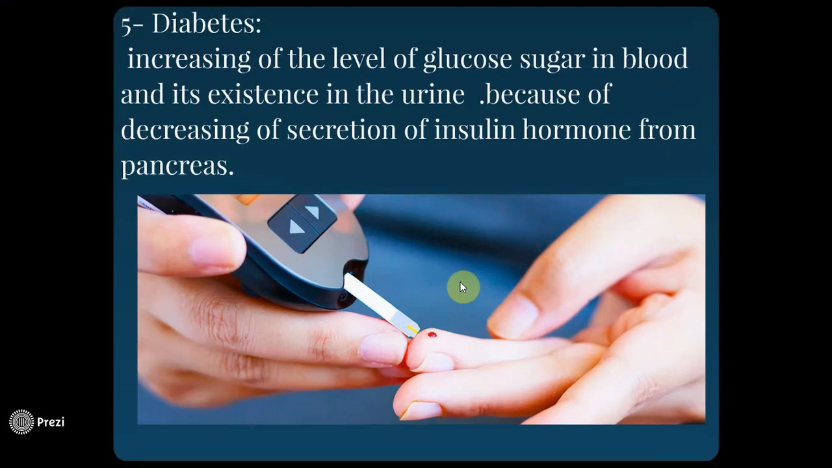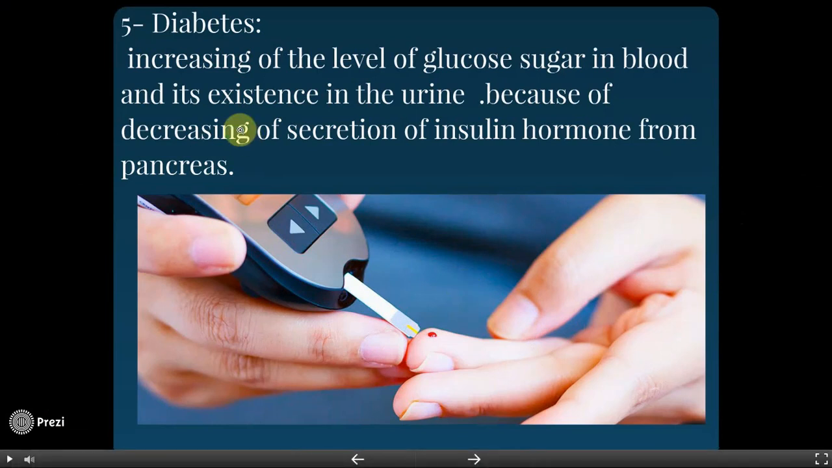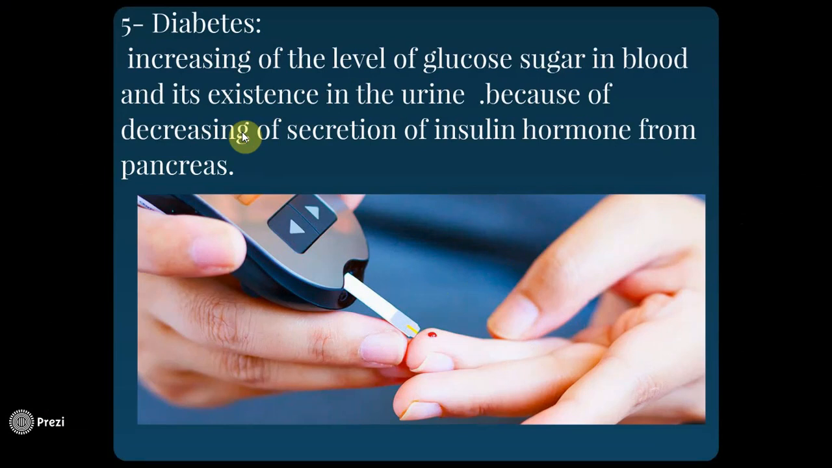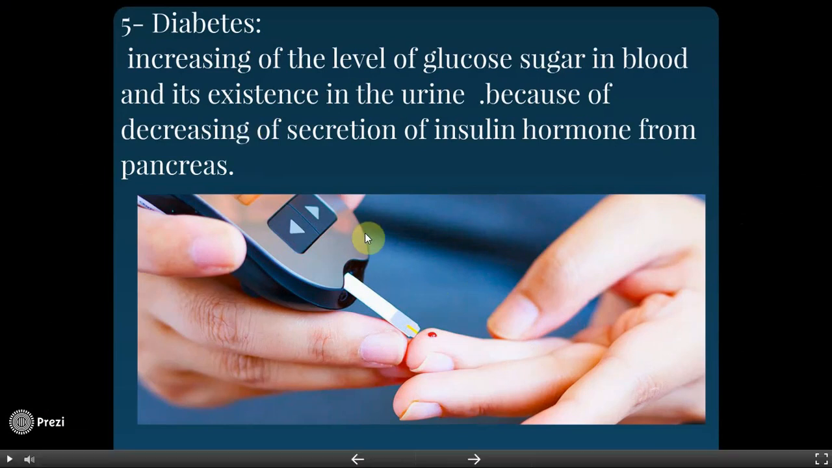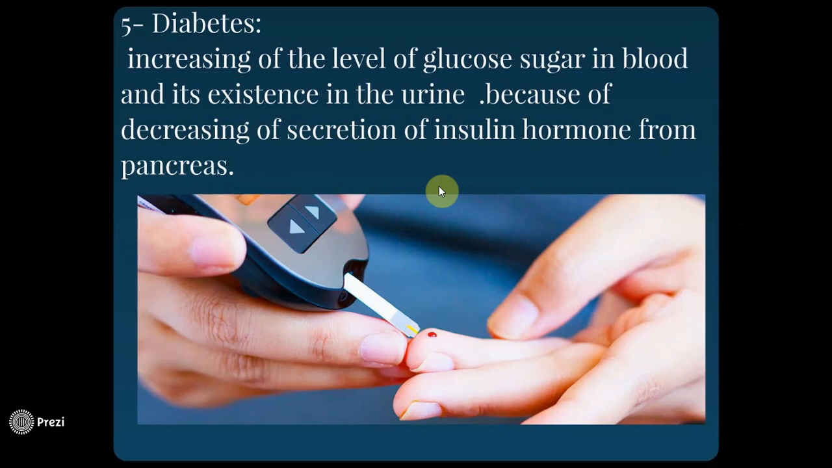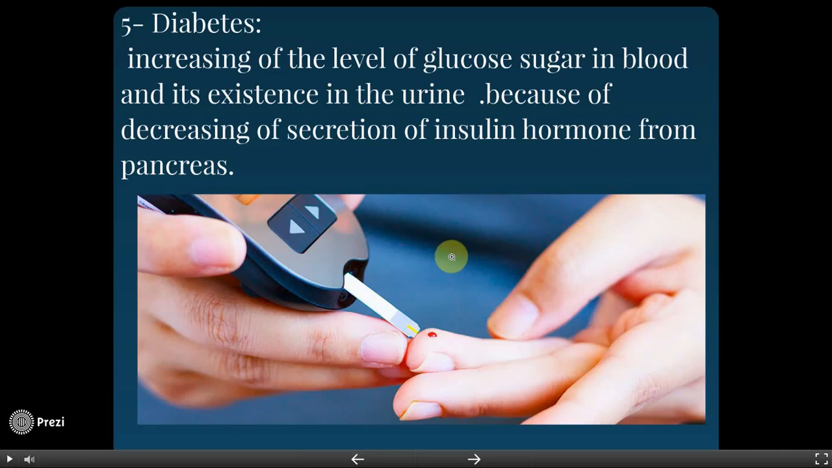Here are the features of the disorder of insulin hormone secretion, which causes a disease called diabetes. It is a disease caused by a decrease in the secretion of insulin hormone, which leads to increasing the level of glucose sugar in the blood and its existence in the urine. The reason: decrease in the secretion of insulin hormone. And the symptoms: number one, feeling very thirsty, and number two, multiple urination times.